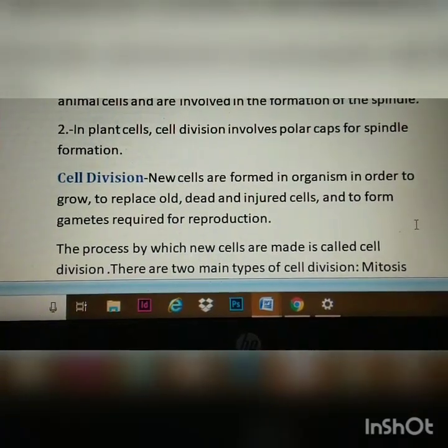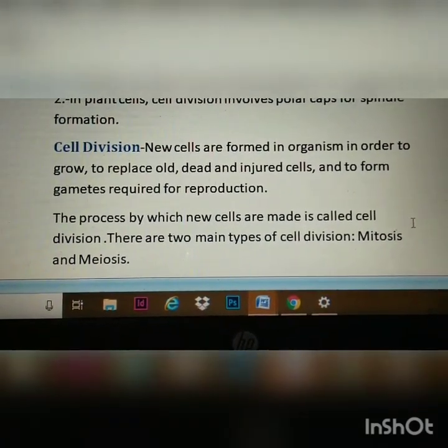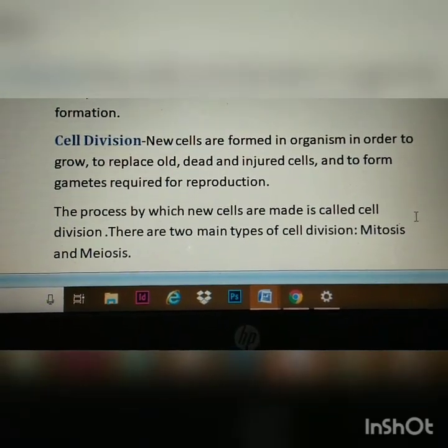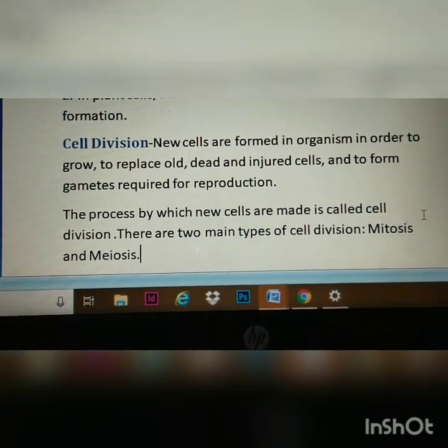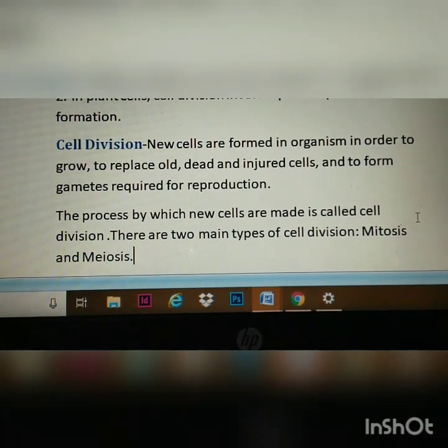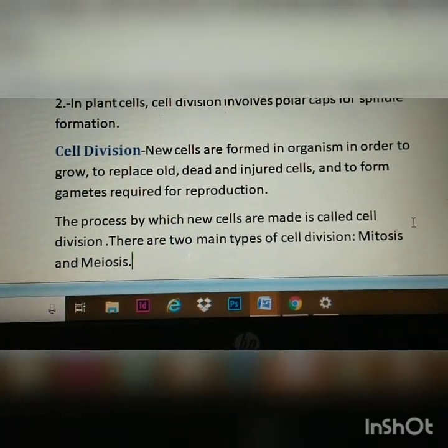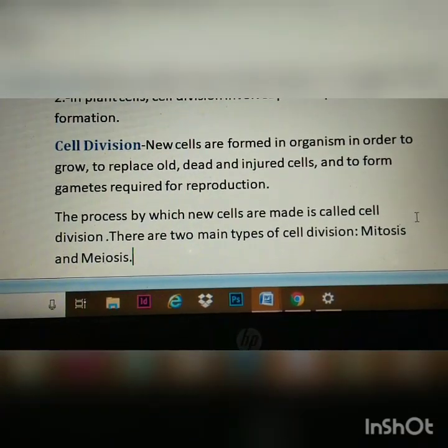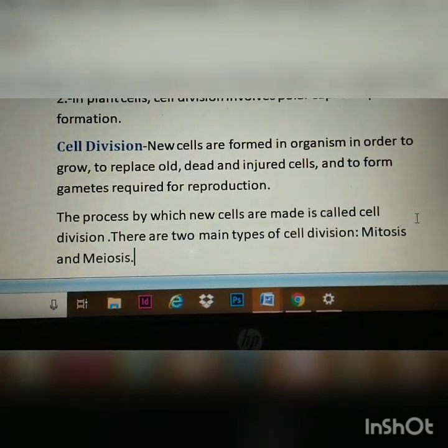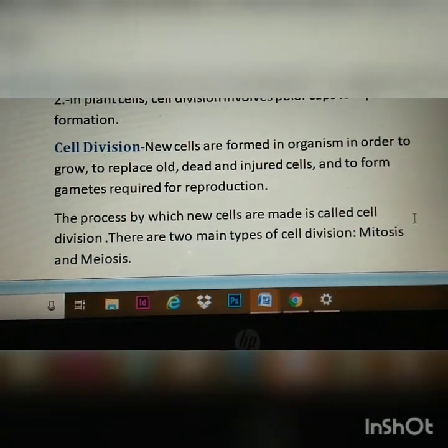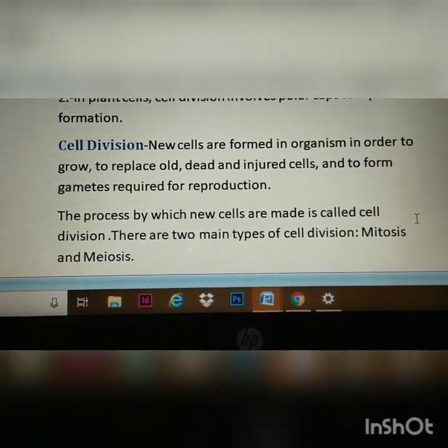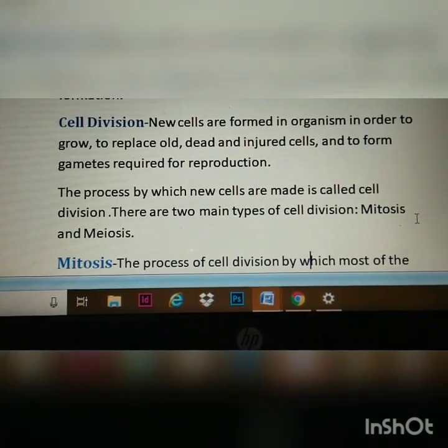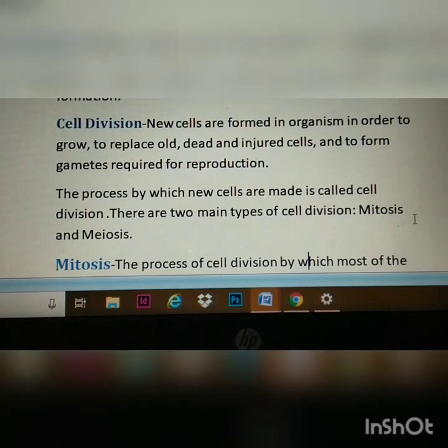Now when we talk about cell division, I am also going to tell you what cell division is. New cells are formed in organisms in order to grow, to replace the old, dead and injured cells, and to form the gametes required for reproduction. The process by which new cells are made is called cell division. So by cell division, new cells are formed inside the body every time.